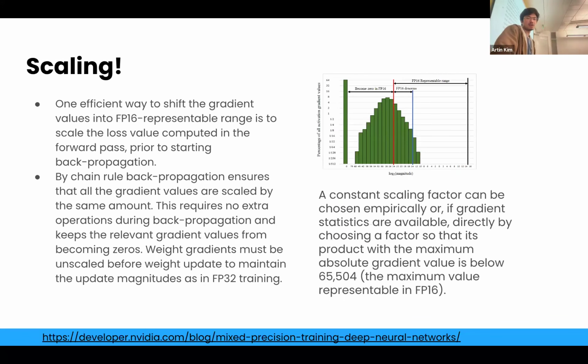So scaling. What they pretty much did is they just scale it. You can choose this empirically, right, through statistics or some other methods, but you pretty much want it so like the maximum value hits here. That's how they scale it. They scale it so the maximum absolute gradient value is below this. So pretty much grab the max value and then make it so that becomes the top of the representable range.